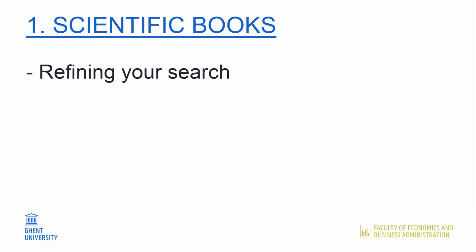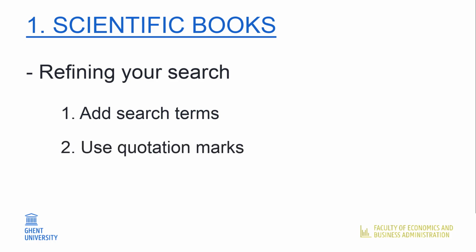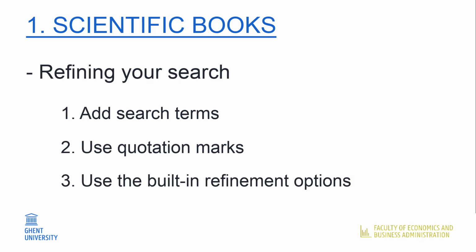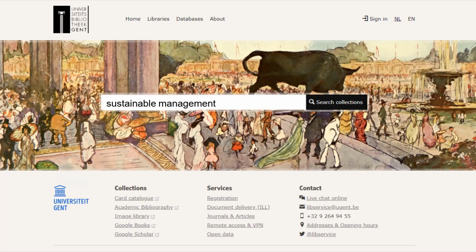There are several ways to achieve this. You can add search terms. You can place quotation marks around your search terms, and you can use the built-in refinement options. We will briefly demonstrate these three possibilities. We'll start off with the first one, adding search terms. What happens when you add extra search terms to the search bar?